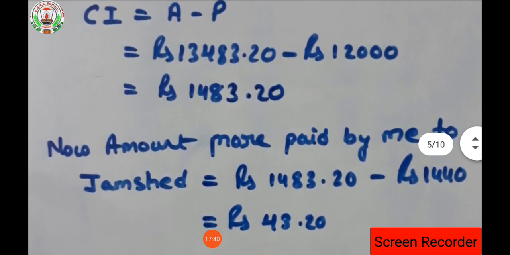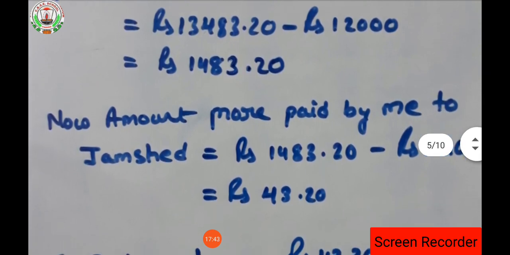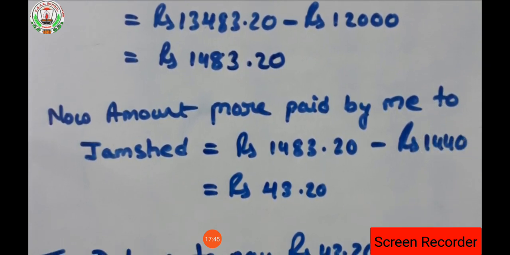After that, the question asks: if I borrow 12,000 from Jamshed at the rate of 6% for 2 years, whether in the form of simple interest or in the form of compound interest, which would take more interest? That's why first we found the simple interest, and second we found the compound interest. So now the amount more paid by me to Jamshed will be how much?